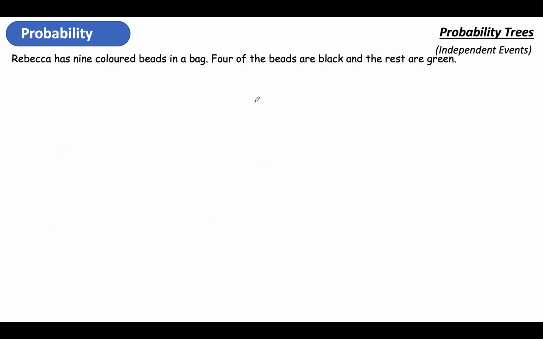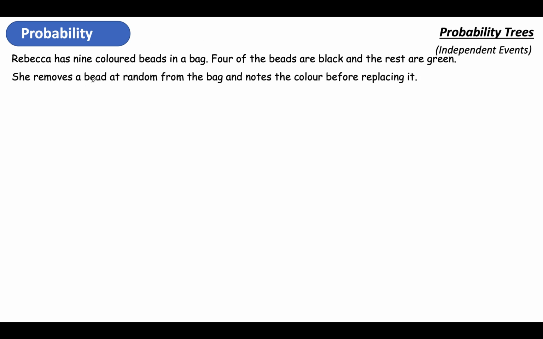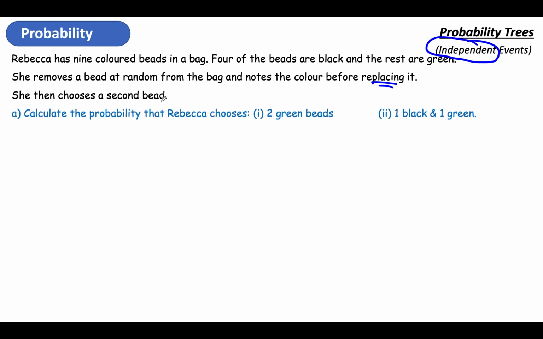Okay, right, let's do a proper one then. So Rebecca has 9 coloured beads in a bag. Good for Rebecca. 4 of the beads are black and the rest are green. She removes a bead at random from the bag and notes the colour before replacing it. Now, because it's replaced, this means we have an independent event. The outcome of the first one doesn't affect the outcome of the second because she then chooses a second bead. Calculate the probability that Rebecca chooses 2 green beads, or 1 black and 1 green.